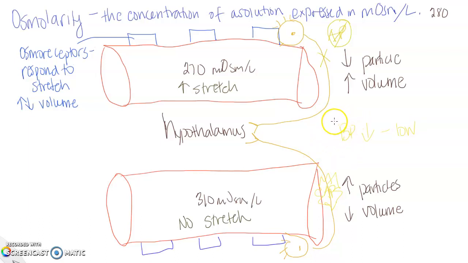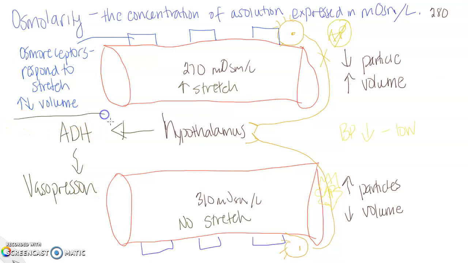Okay, so the hypothalamus says, you know what? No problem. Got the answer for you. And what it does is it sends out a hormone called ADH. Another name for ADH is vasopressin. So this is a hormone that we saw and sort of talked about within the endocrine system. So now we're going to talk about exactly how that works.